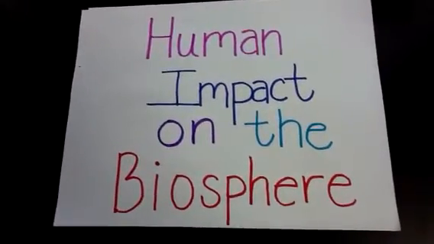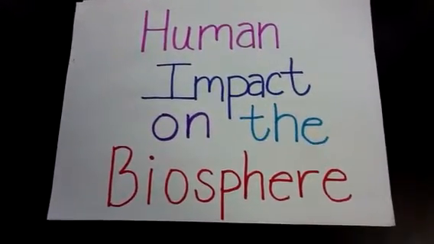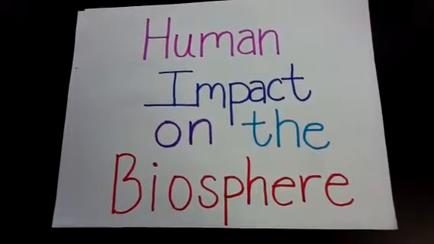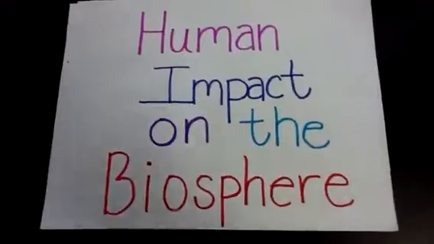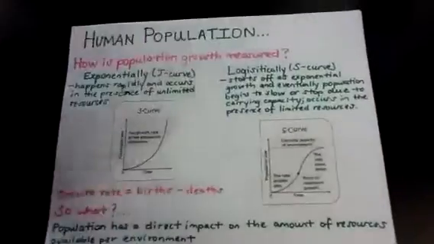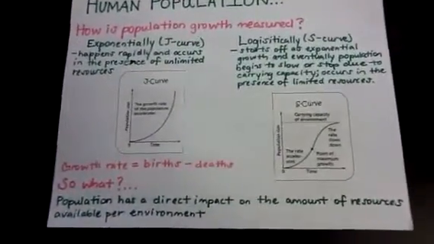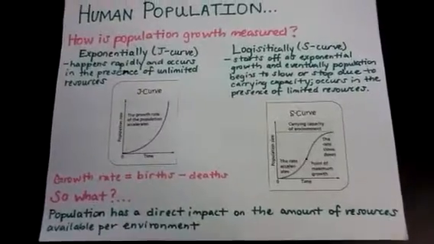So this paper slide video is on the human impact on the biosphere. Humans participate in a lot of activities which have a direct impact on our environment. First, we're going to talk about human population. So how is human population growth measured?